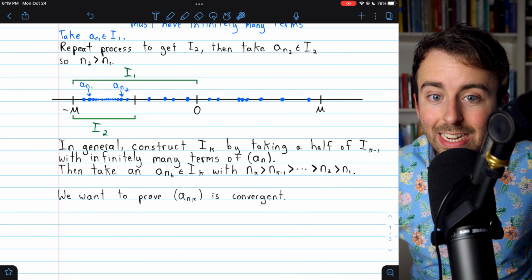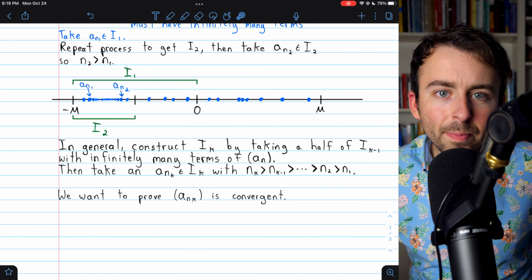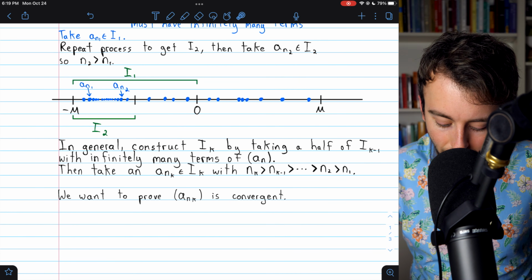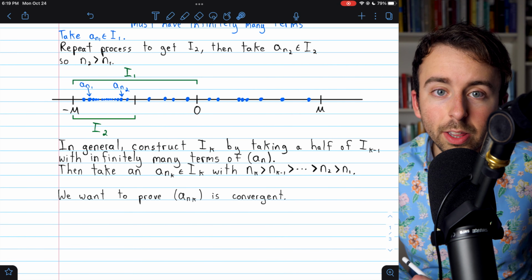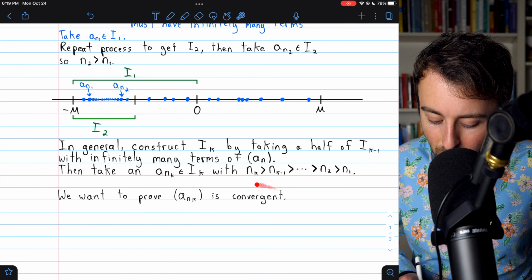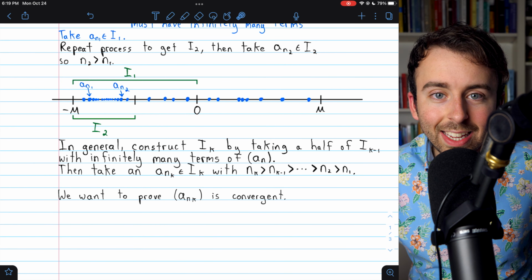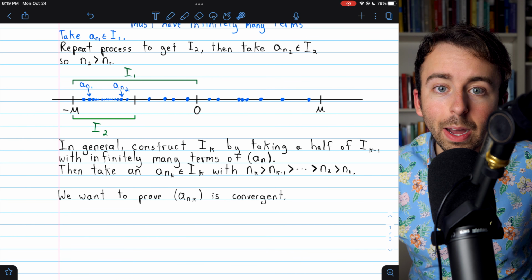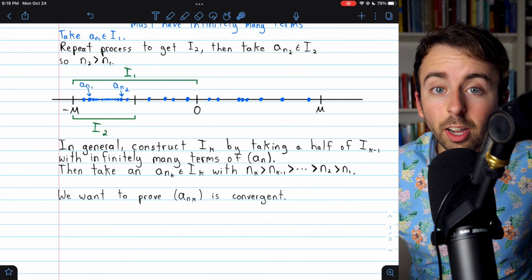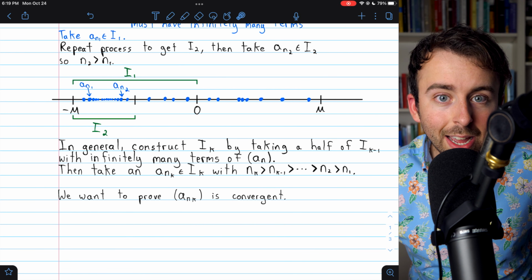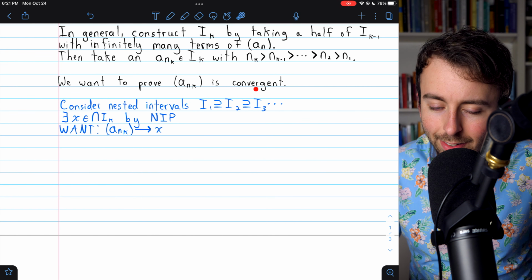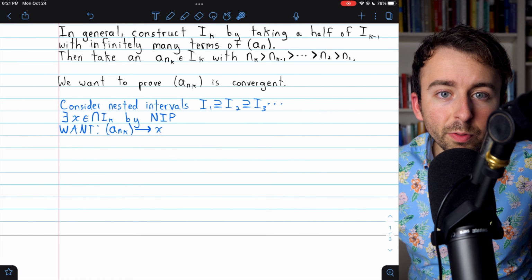Again, for each term that we take, each ANK, we want to make sure that we're moving further along in the original sequence. So at each interval, we're taking one of those terms that's further along in the sequence, and now we've got a subsequence, and we want to prove that this subsequence, ANK, that is created by picking out terms from these nested intervals, is convergent. If we can do that, we will be done proving the theorem. Now, of course, to prove that ANK is convergent, we need some candidate for its limit.